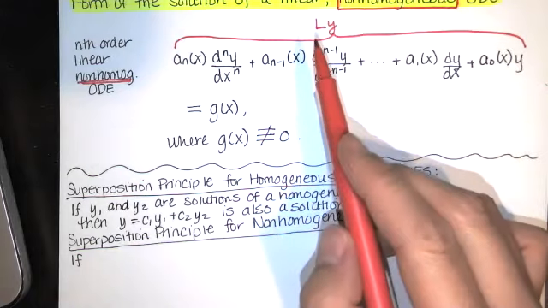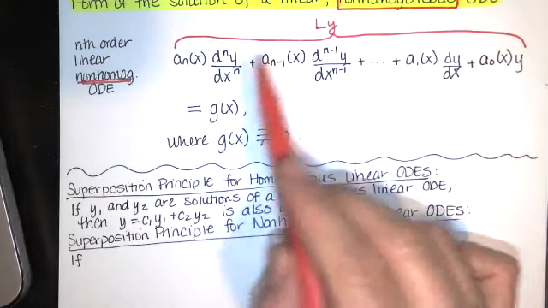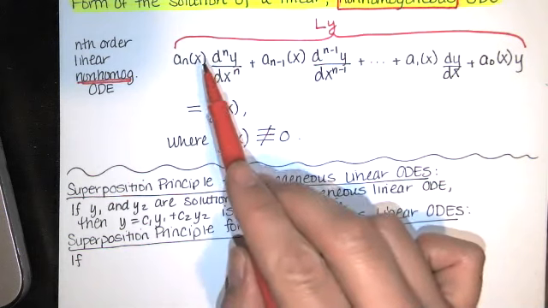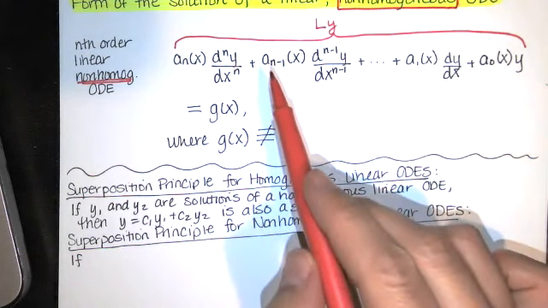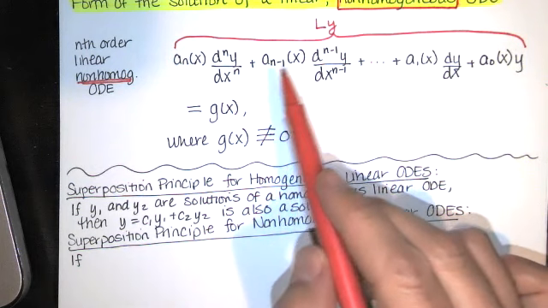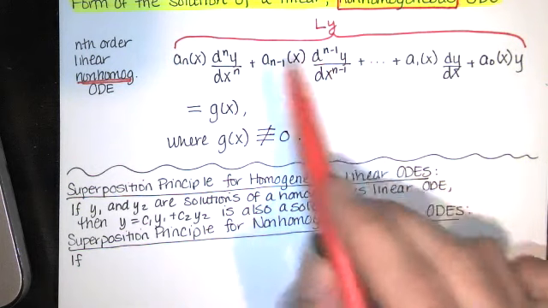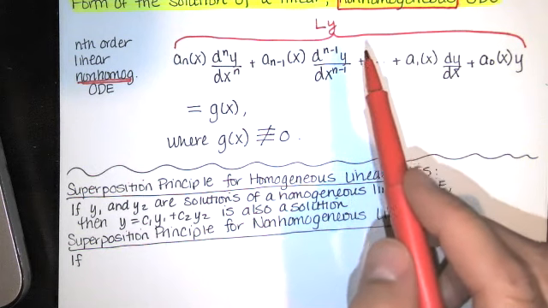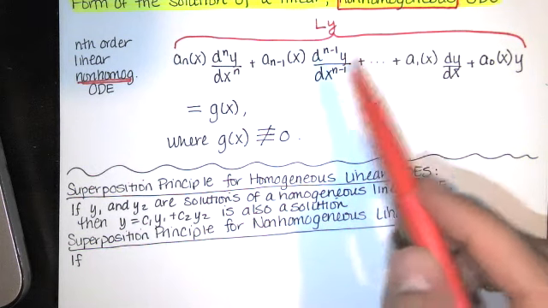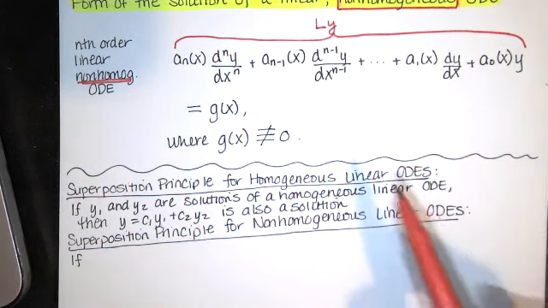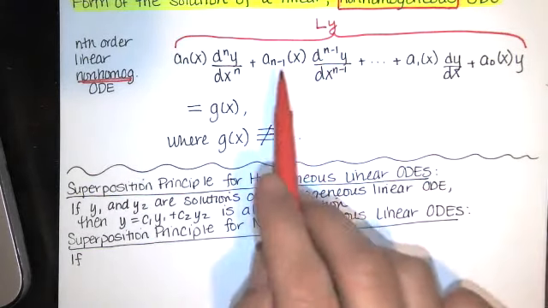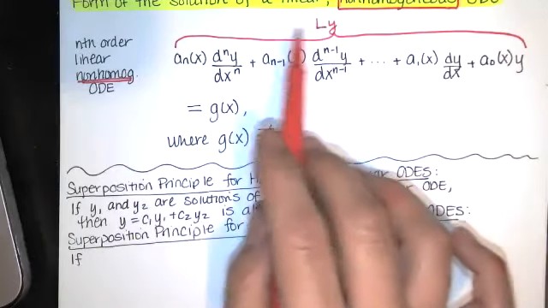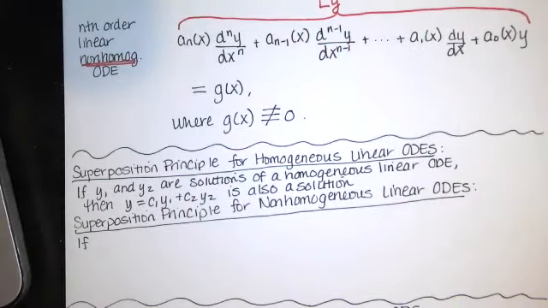That's a linear operator. This L operator takes y and multiplies it by this function, and then it takes the nth derivative and multiplies by this function, and then it adds the next coefficient function times the n minus 1th derivative, and adds the next coefficient function times the n minus 2nd derivative, and so on, and you go all the way down the list. That's what that L means. So let's say that this left-hand side is just represented by Ly.